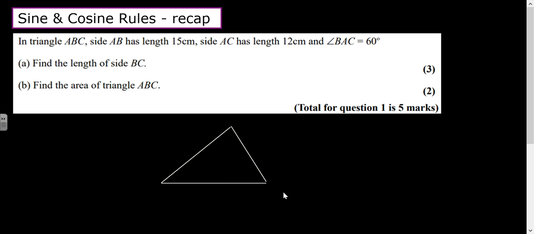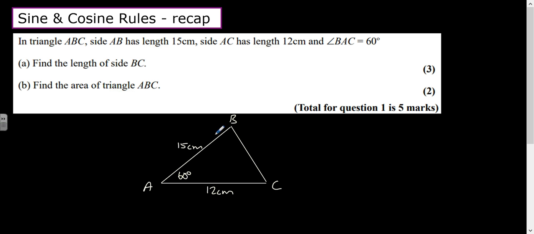Okay, so I'll just quickly draw this triangle in. So we've got triangle ABC, so that's A, B, and that's C. AB has a length of 15 centimeters. AC has a length of 12 centimeters, and angle BAC is 60 degrees. Find the length of the side BC.